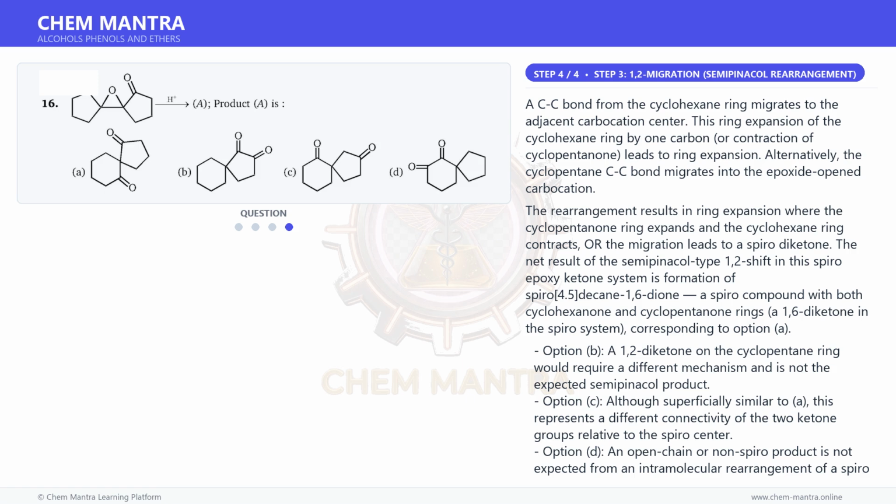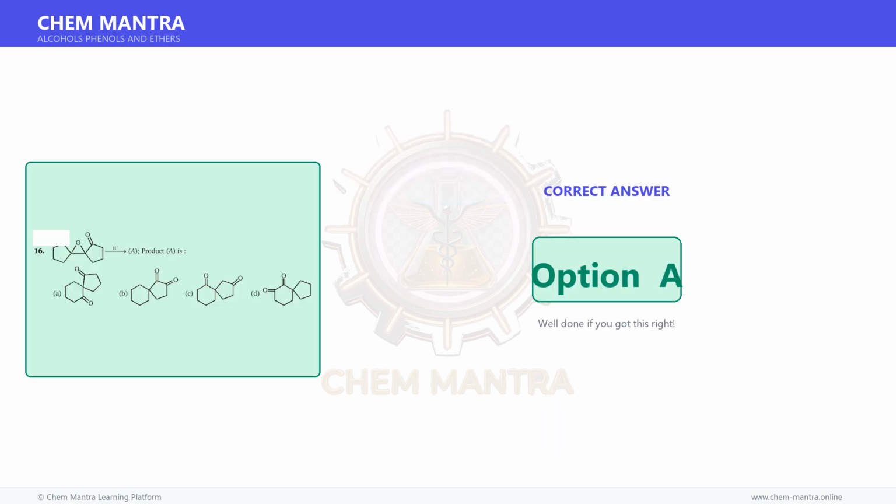Option D, an open chain or non-spiro product, is not expected from an intramolecular rearrangement of a spiro epoxide. The semipinacol rearrangement of the spiro-epoxy cyclopentanone with the fused cyclohexane gives spiro[4.5]decane-1,6-dione as the major product, which is option A. Therefore, the correct answer is option A.